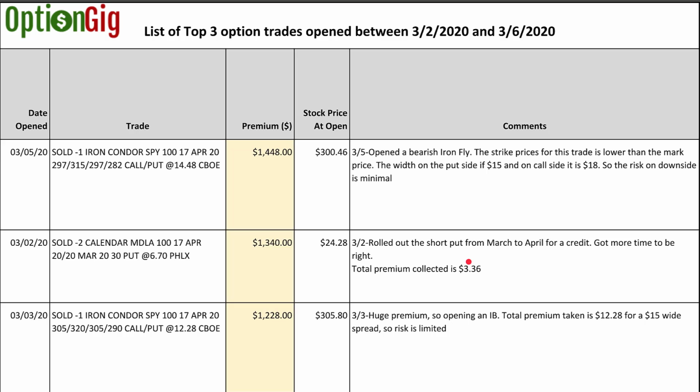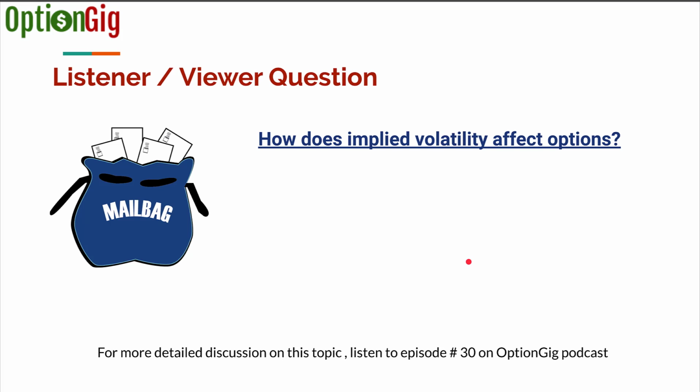Let's move on to our next segment, which is mailbag. This is a segment where I answer questions from listeners, from those who write to me by email or those who write to me on Quora. So the question that I've selected for today's discussion is, how does implied volatility affect options?